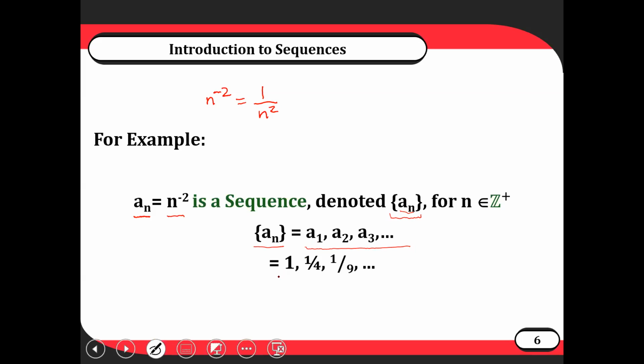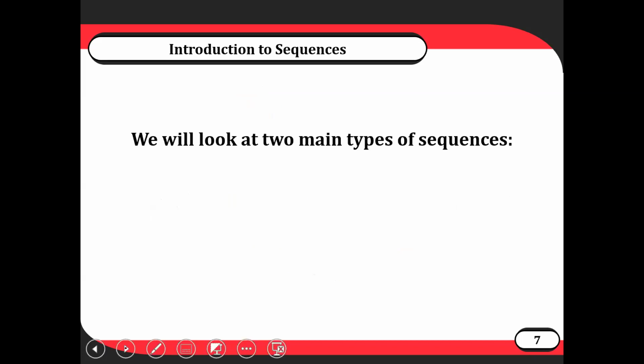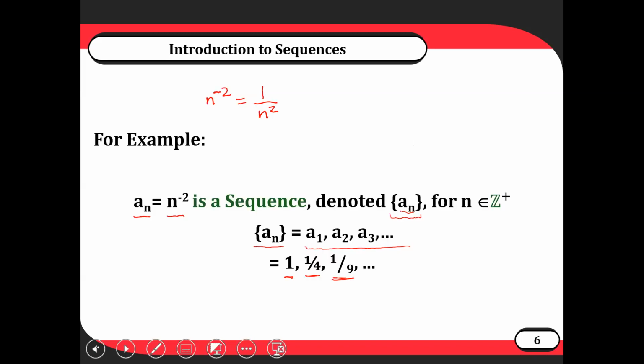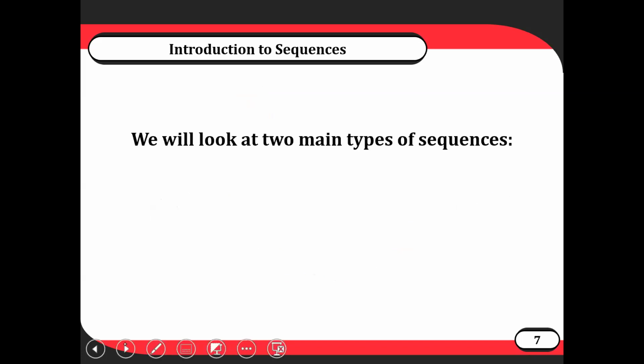So in this case, 1 over n squared would be equal to 1 over 1 squared, which is 1, of course. 1 over 2 squared is 1/4. 1 over 3 squared is 1/9, etc., etc. Okay, so that's what a sequence is. Are there any questions on what a sequence is? It should be fairly straightforward. Just basically an ordered arrangement of things.